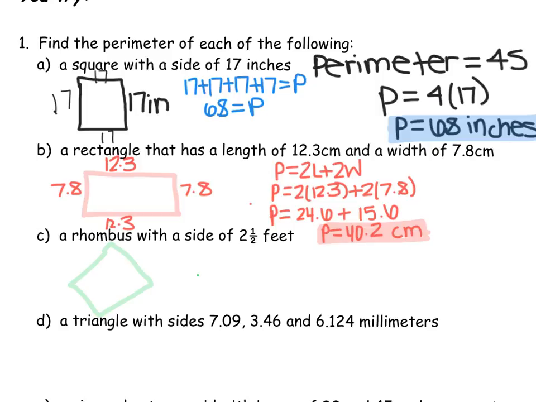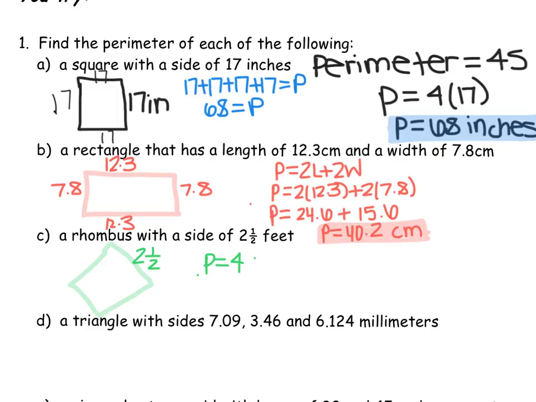Okay, so the rhombus has a side of 2.5 feet. Remember, we just spent all that time going over the properties for each of the quadrilaterals. So this is a rhombus with a side of 2.5 feet. Remember, all the sides of a rhombus are the same.